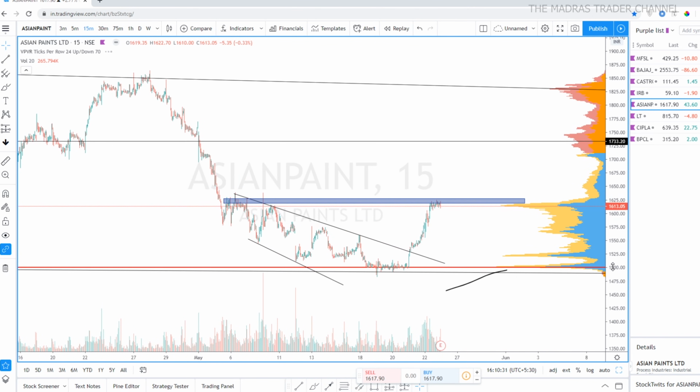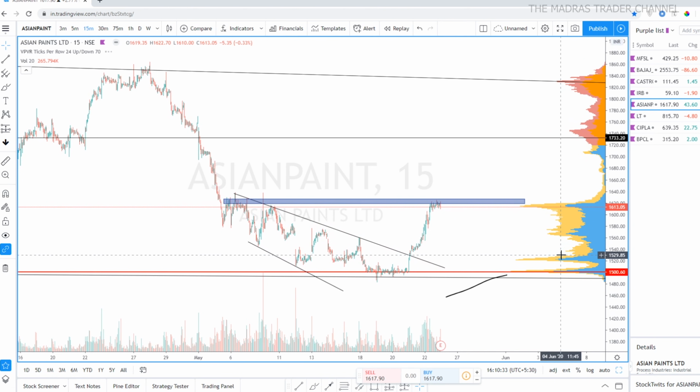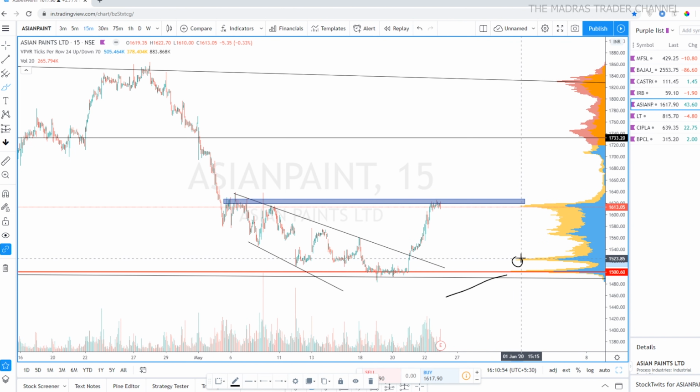Before that, I'll explain some more concepts about volume profile. The line that you see here is called point of control. And there are other terms called high value nodes and low value nodes. What it means is that this is a high transaction volume, so these are called high value nodes, and these small transactions are called low value nodes.